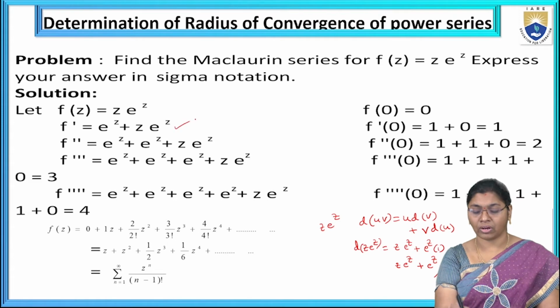Now the first derivative is that one: e power z plus z into e power z. Now second derivative: e power z derivative as it is, e power z.